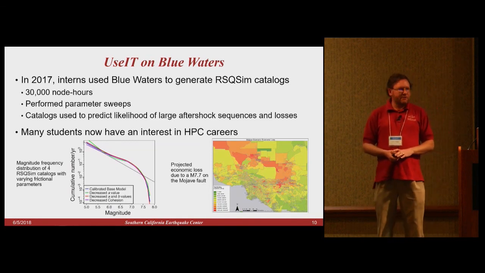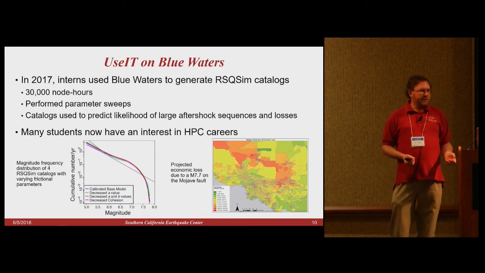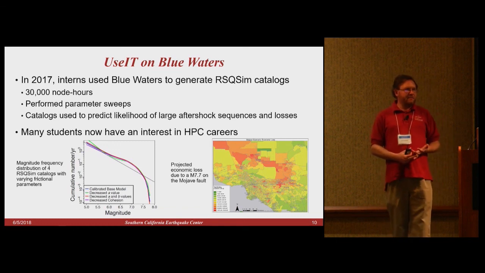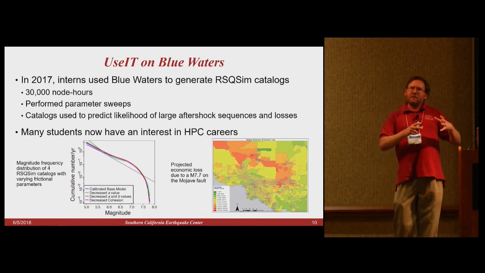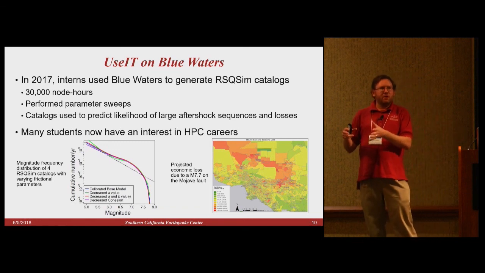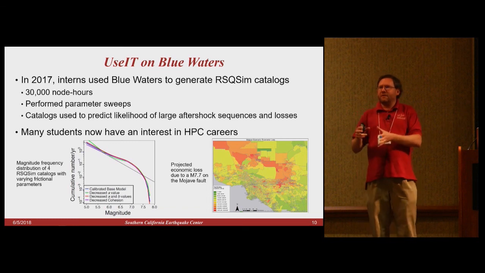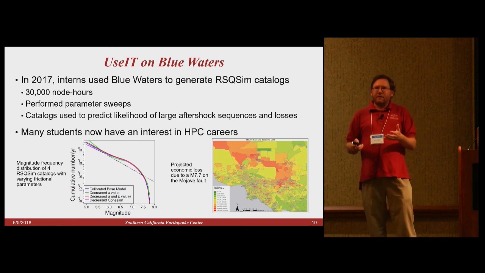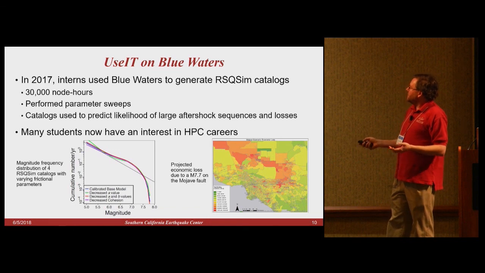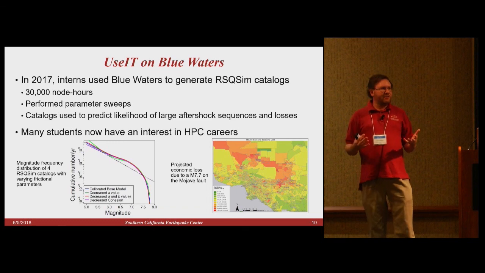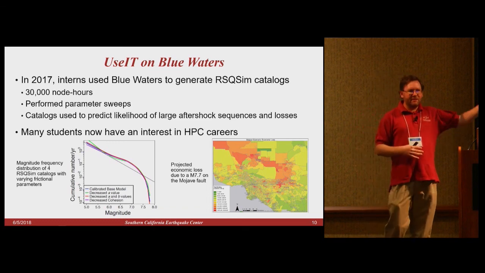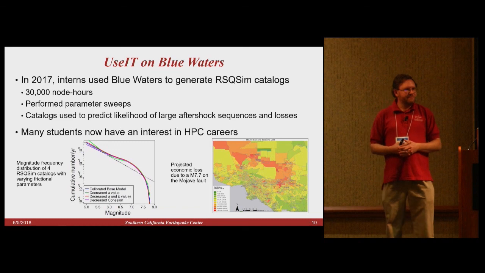Last year, the interns used 30,000 node hours on Blue Waters to generate over 1 million years' worth of catalogs using RSQSim. They performed parameter sweeps to look at the impact of varying these parameters. And from these catalogs, they were able to extract the probabilities of large aftershocks. Those events were then fed into a loss model. In the end, they produced, like the plot over here, by zip code, the projected loss from one of the possible aftershocks that came from their catalog. I think it was neat for them to see things go through the whole process.